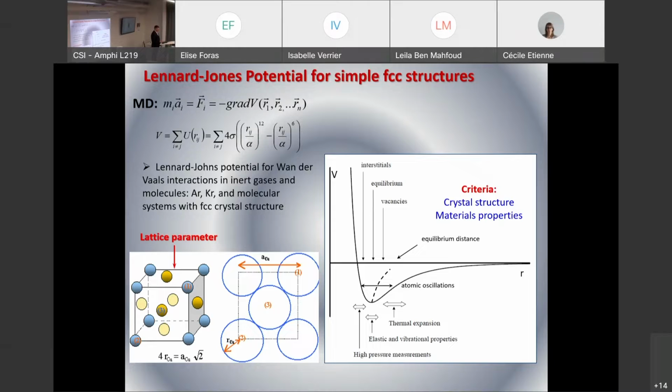Ideally, the interatomic potential should represent all the material's properties: the energy of interstitials, equilibrium positions, vacancies, behavior at high pressures, and thermal expansion, because as you can see, if you add kinetic energy, the equilibrium position of the interatomic interaction will be expanding, so it reflects the thermal expansion process.